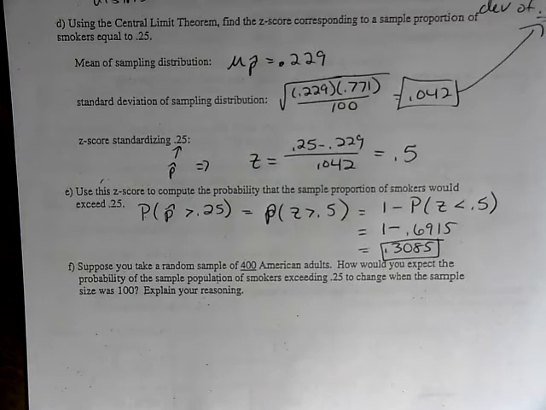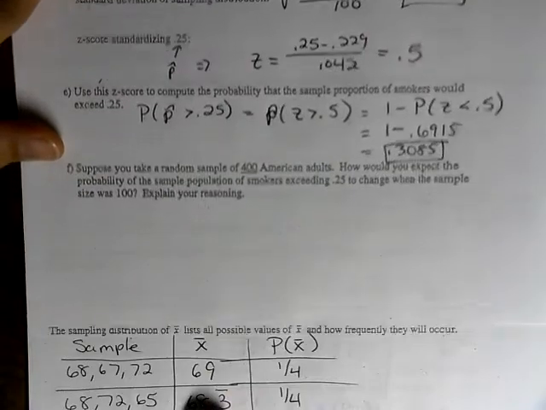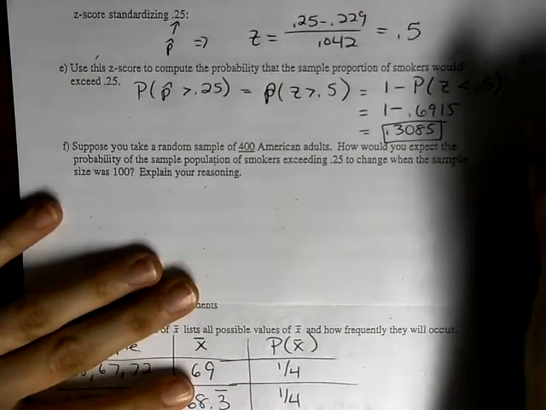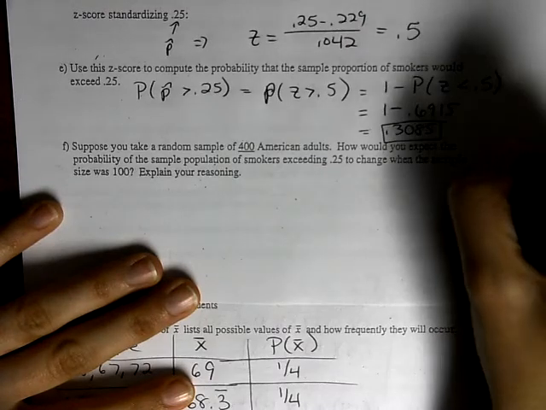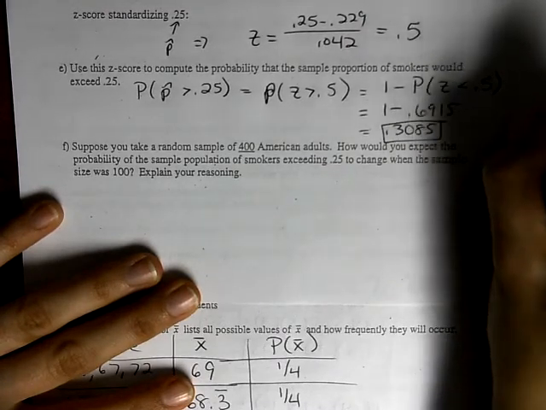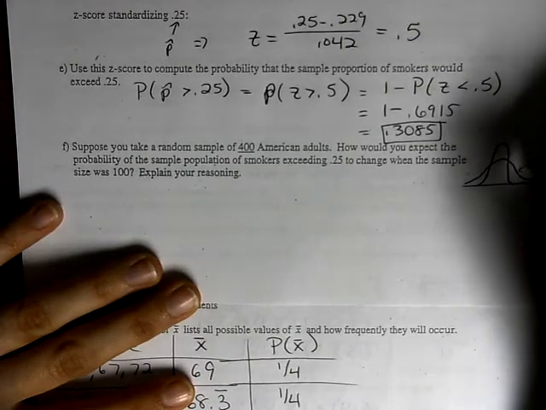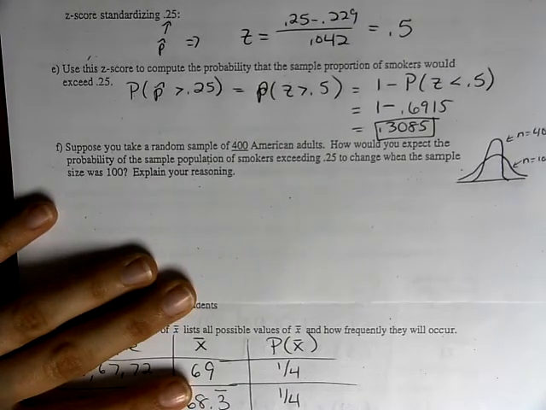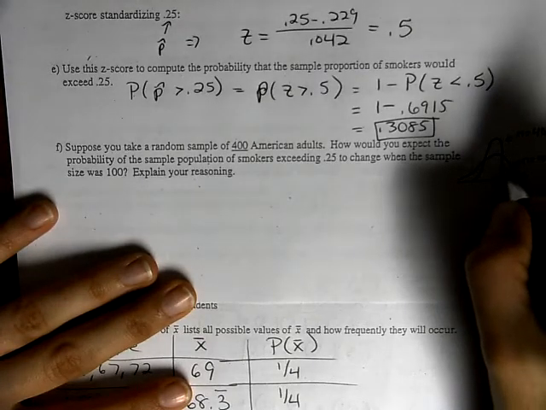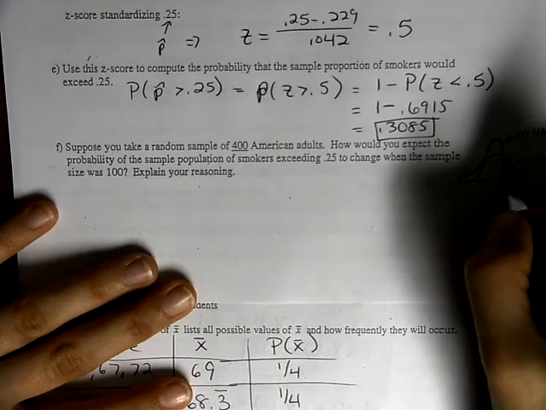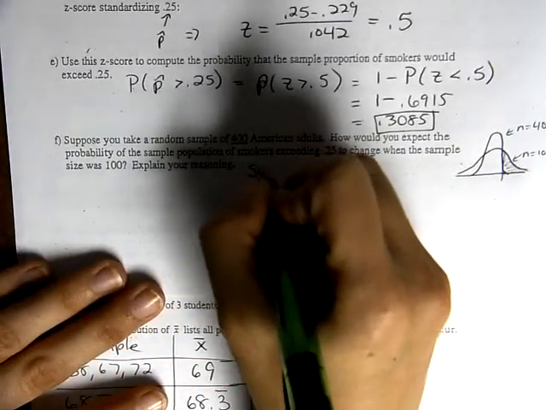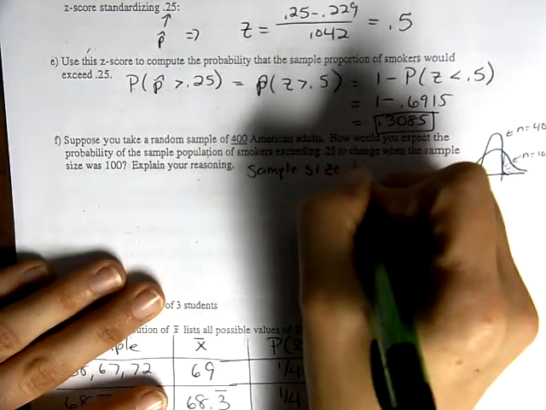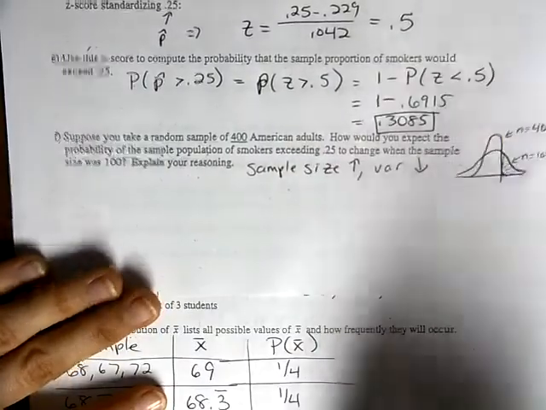Suppose you take a random sample of 400 American adults. How would you expect the probability of the sample proportion of smokers to exceed 0.25 to change when the sample size was 100? So this is kind of what we talked about before. And again, if you want a visual, as your sample size increases, your normal curve gets smaller. So this would be 100 versus 400. We're looking at a greater than. So if it was here, you go from this area to just this little guy. So again, as your sample size increases, your variability decreases.